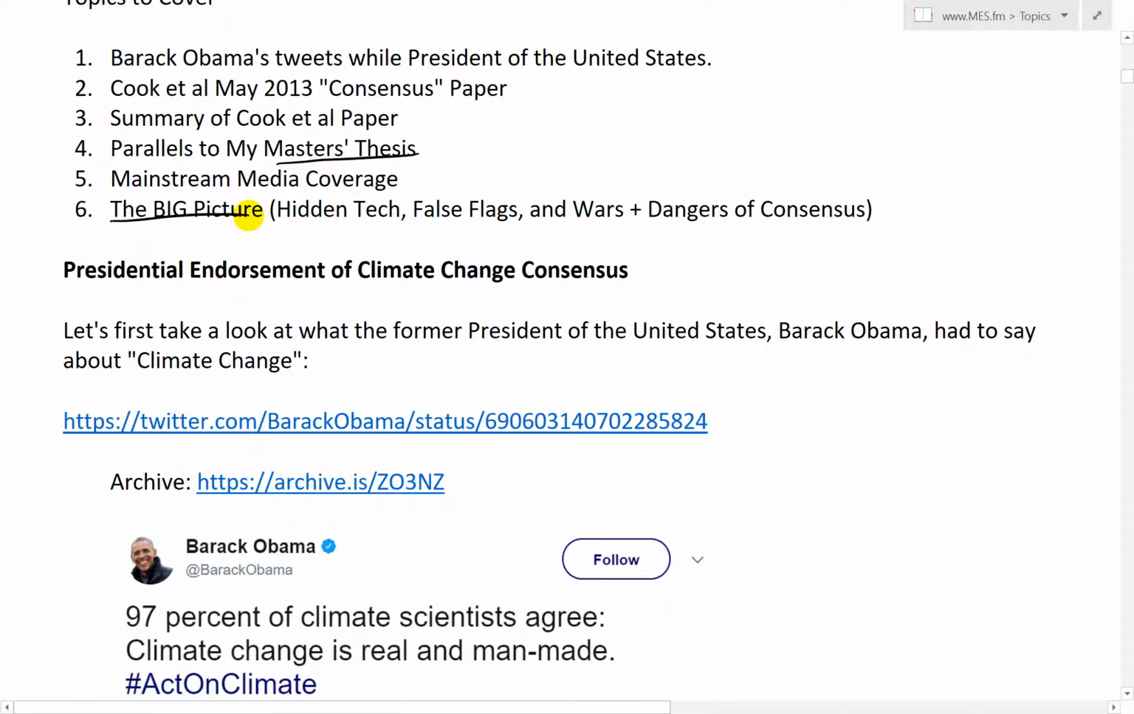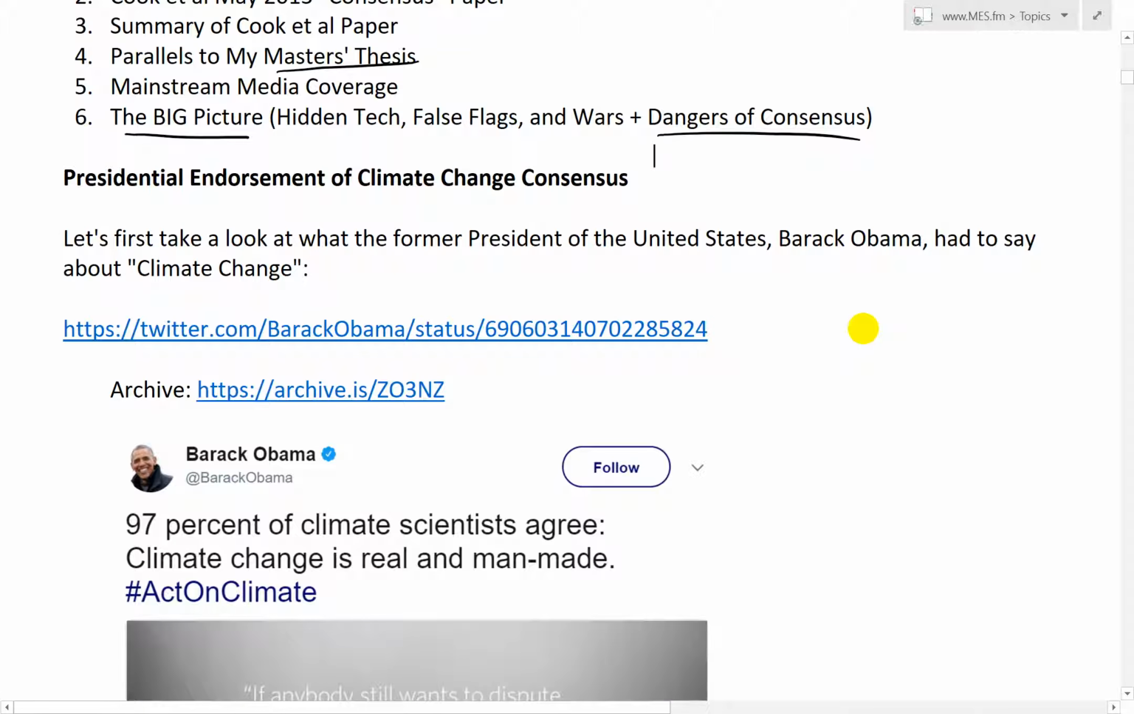And then finally, a set of summary conclusions: I have the big picture, hidden tech, false flags, and wars, plus dangers of consensus. Again, all this is tied together, so buckle up. It's going to be a wild ride.